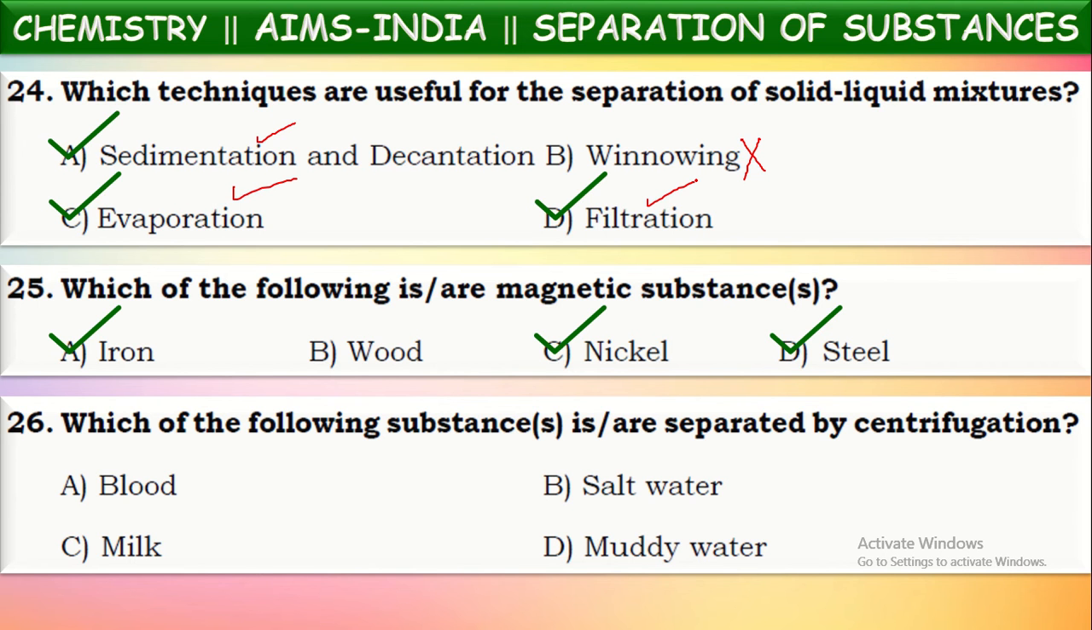Generally, this centrifugation technique is used for the separation of blood samples and even for the separation of cream from the milk. Okay, blood and milk are separated by using the centrifugation technique. Okay, next question.